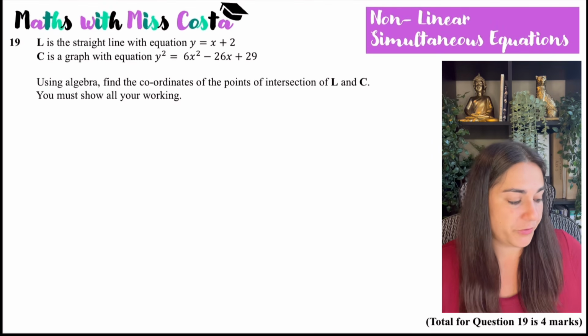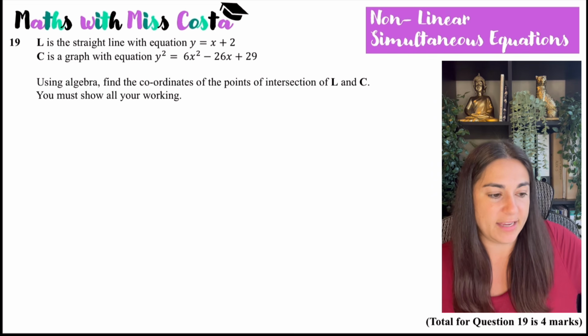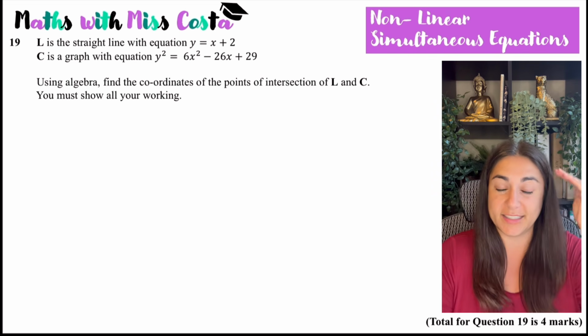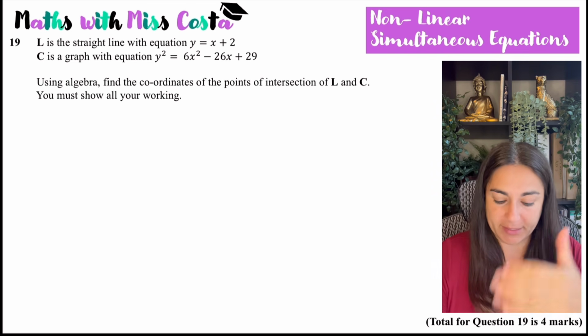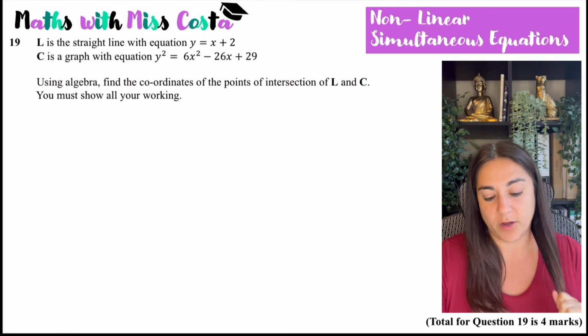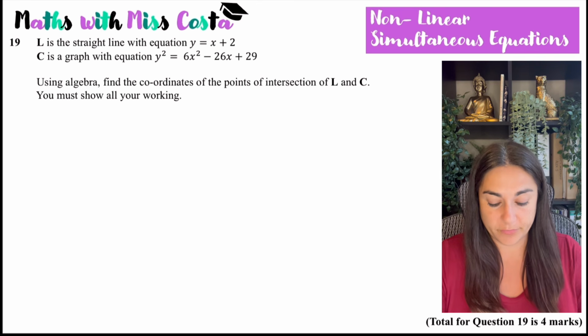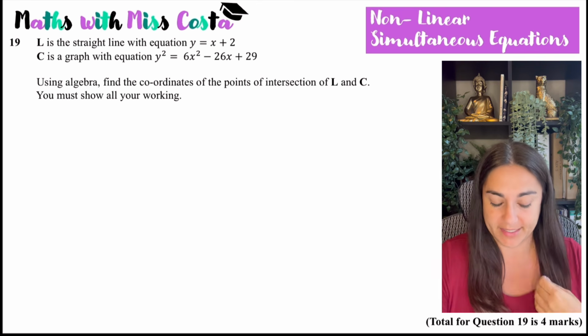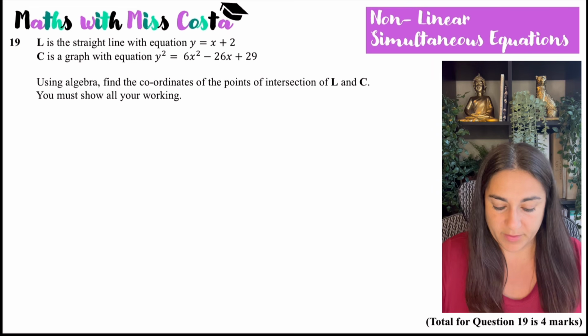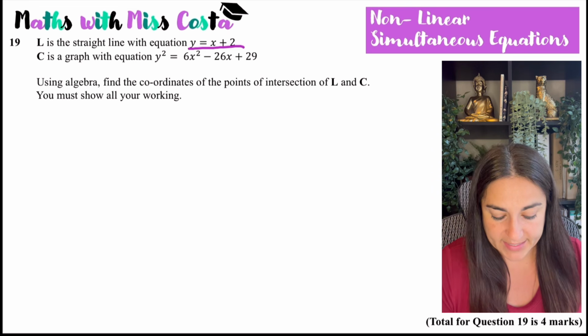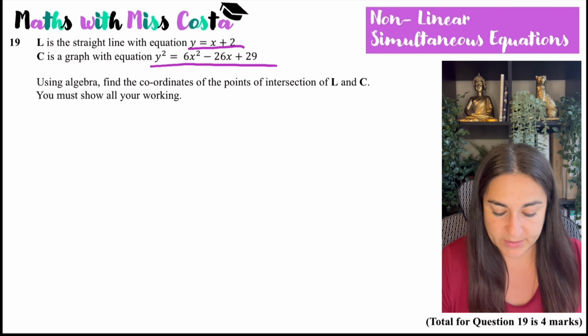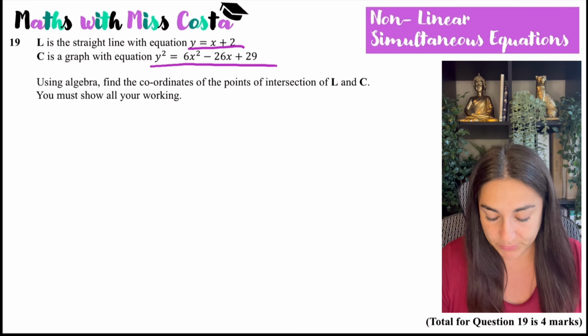Okay, so here I've got non-linear simultaneous equations, and that usually occurs when one is a straight line, in the form y = mx + c, and the other one could be anything, but it's going to be a quadratic. So L is the straight line with equation y = x + 2, and C is the graph with equation y² = 6x² - 26x + 29.